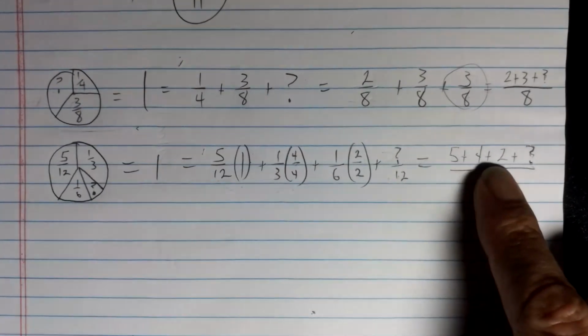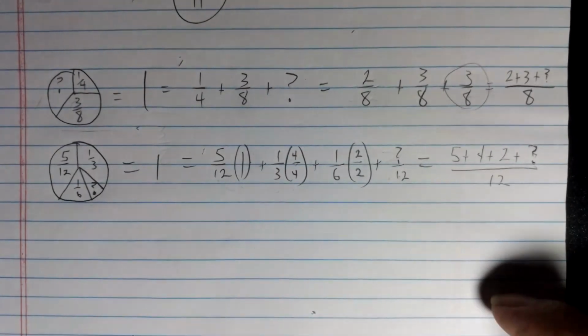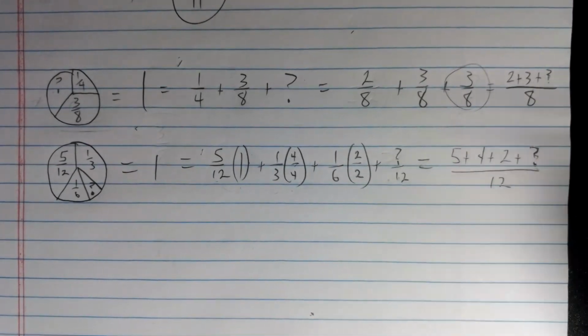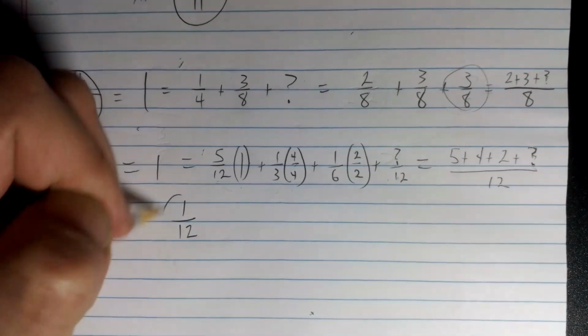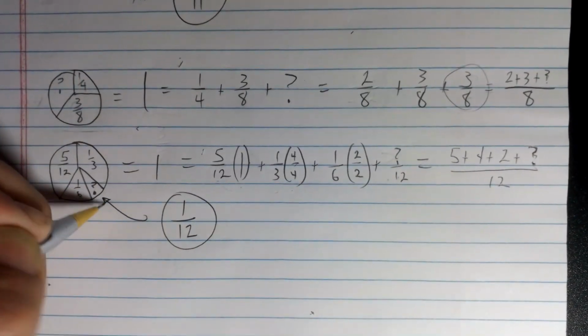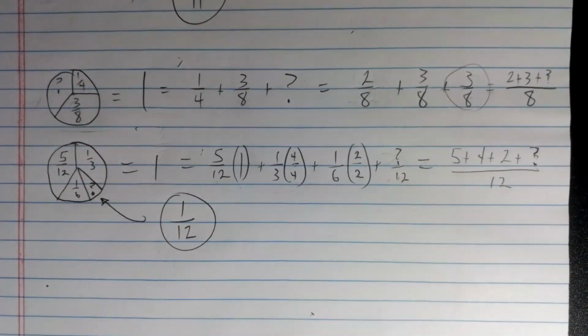So 5 plus 4 plus 2, that's going to give us 11. So that question mark just has to be the 1/12. And so our final answer for that little tiny section is 1/12.